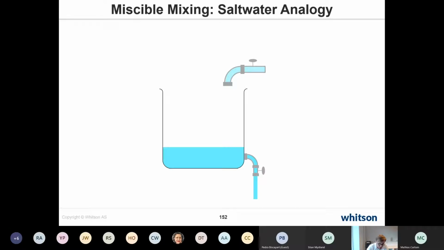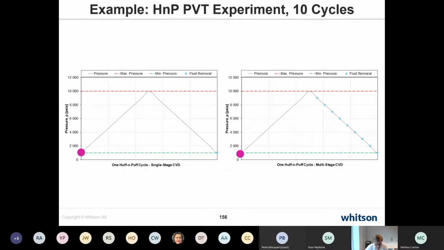The only thing that this doesn't account for is swelling, because salt water and fresh water don't swell. I have several cases here.